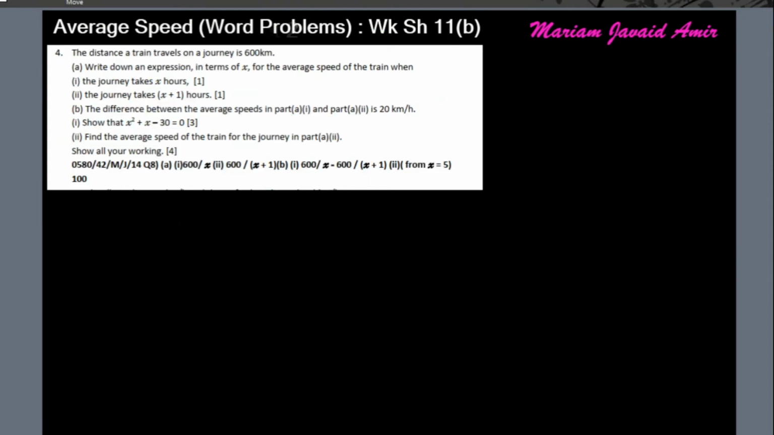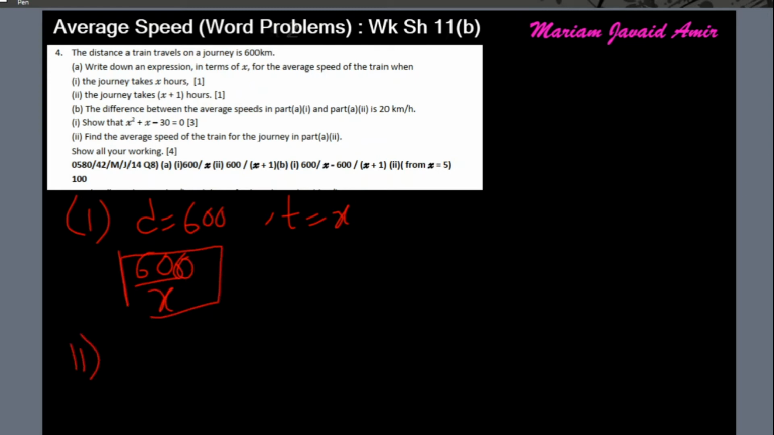Question number 4. The distance a train travels on a journey is 600 kilometers. Write down an expression in terms of x for the average speed for the train when the journey takes x hours. So for part 1, distance is 600 and time is x, and we're asked for the average speed. So average speed is total distance over total time. So we get 600 over x.